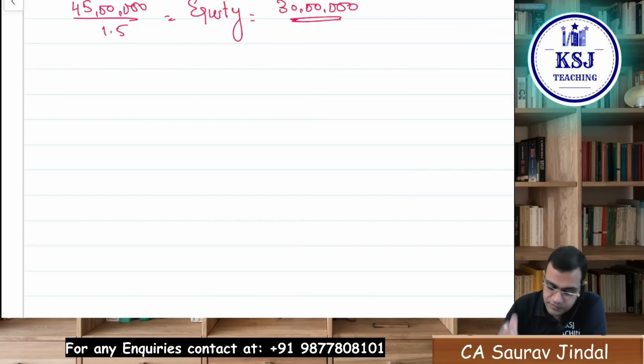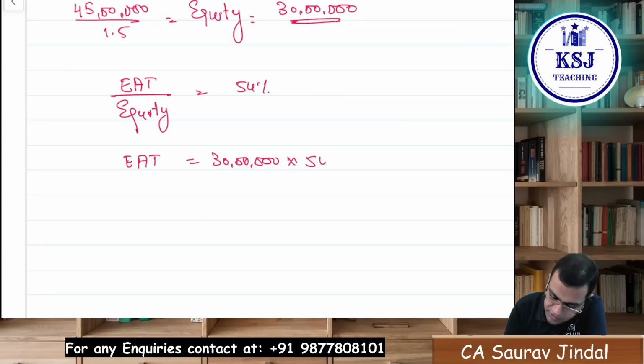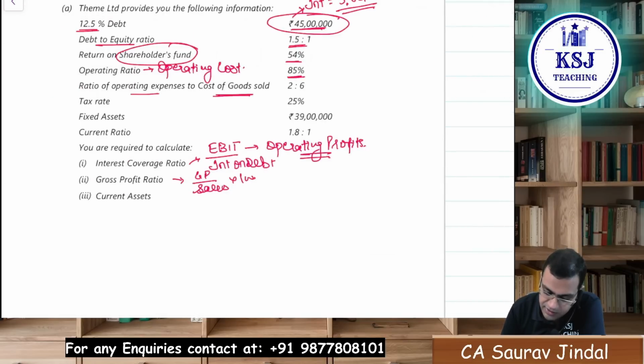EAT, right? That means the EAT divided by this equity of 30 lakhs is equal to 54%, right? So what will be your earnings after taxes? That will be 30 lakhs into 54%, right? That comes to 16 lakh 20,000, right? 16 lakh 20,000. Now tax rate is given. How much, sir? Tax rate is 25%.